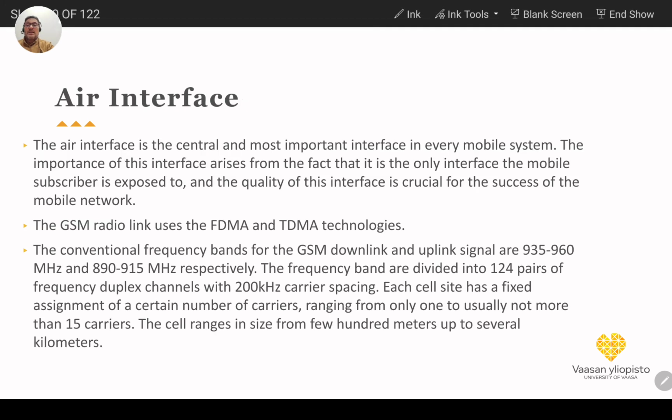Now the air interface part. The air interface is based on time division multiplexing and frequency division multiplexing, but it is already 45 minutes now, so we stop here and complete in the coming clip. Thank you very much.